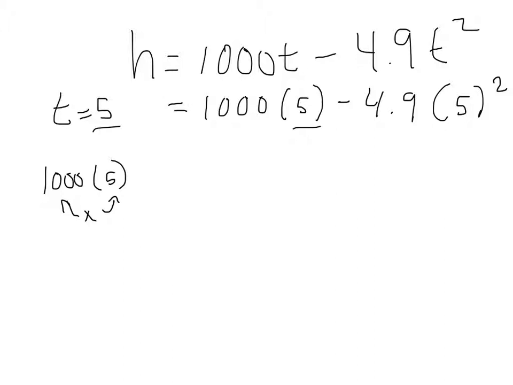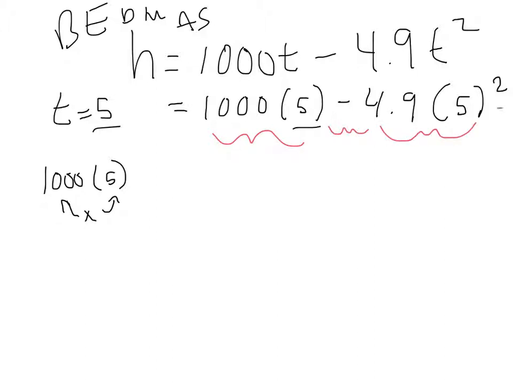So now, I'm just following order of operations. Brackets, exponents, division or multiplication in the order they appear from left to right, and addition and subtraction in the order they appear from left to right. So what's next? I have multiplying here, I have subtracting here, I have multiplying here, and I have an exponent here. So I do that exponent first. 5 squared is going to be 25.